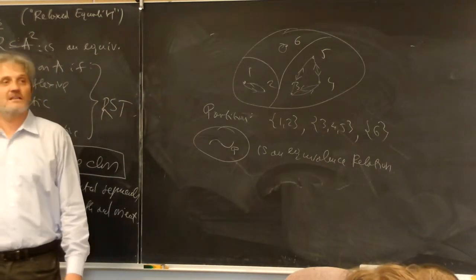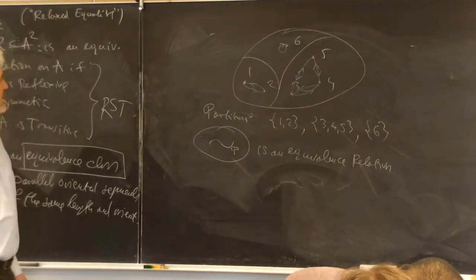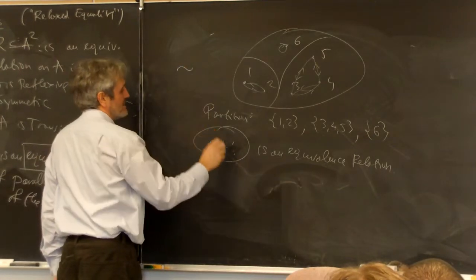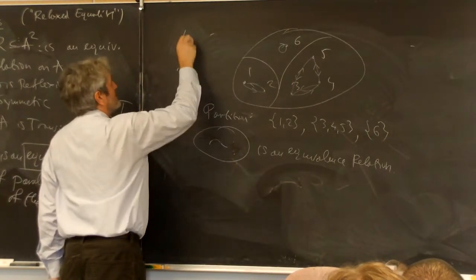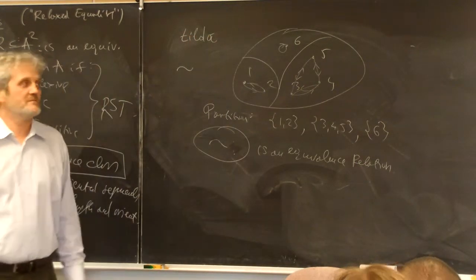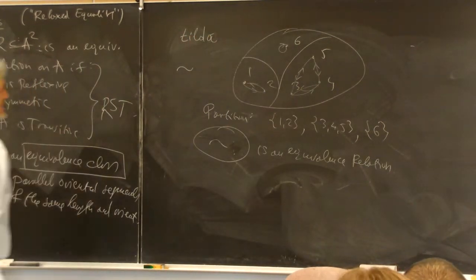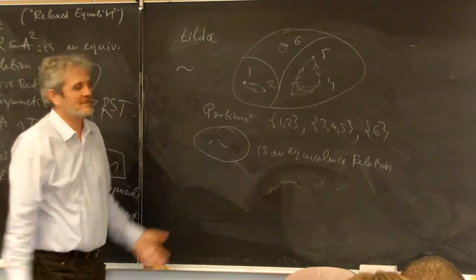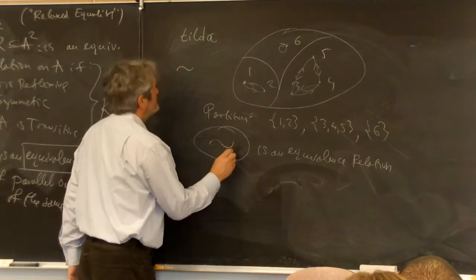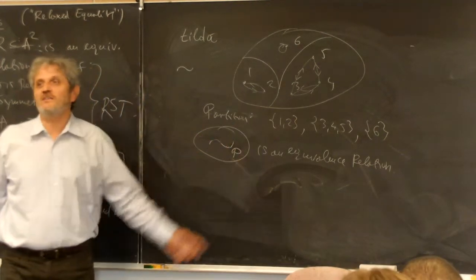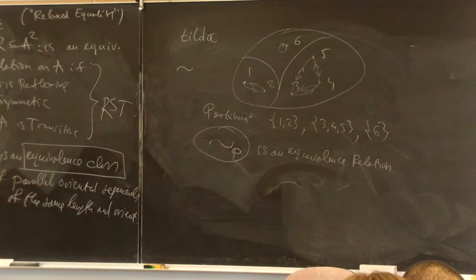What did you call this equivalence, is it tilde or delta? Tilde. This symbol is tilde. It's similarity. Usually, if you study similar triangles, you use that. Everybody uses tilde. But tilde P, because it originated with that partition P.